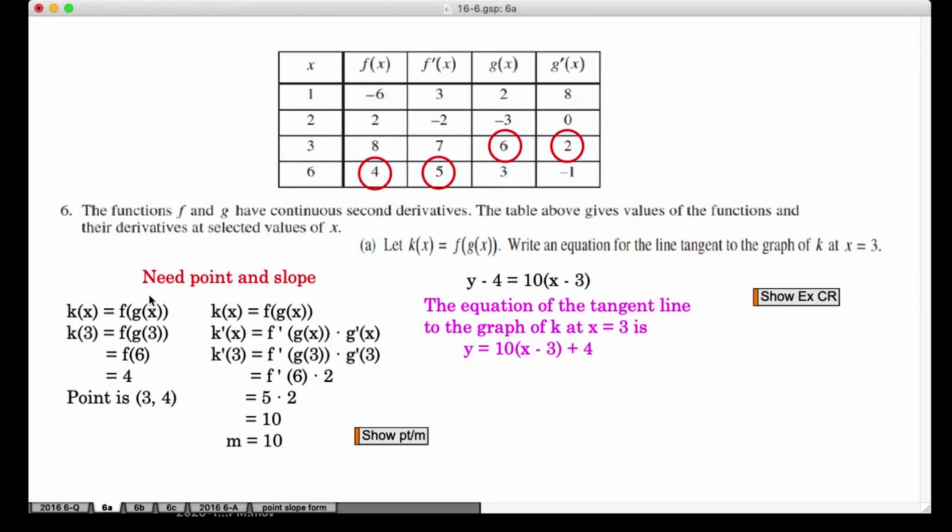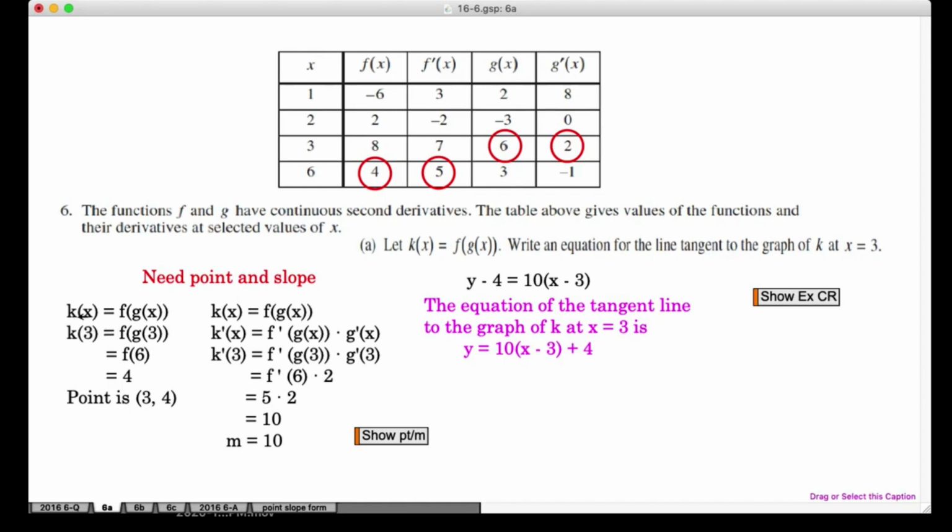The first part wants you to write the equation of the tangent line to the graph of k at x equals 3. So basically we want the tangent line of k at the point 3. To write the equation of a line, you need a point and a slope, just like you always have. So let's go one step at a time.